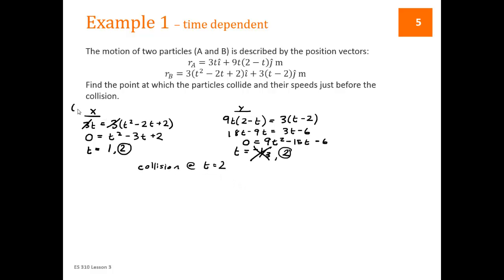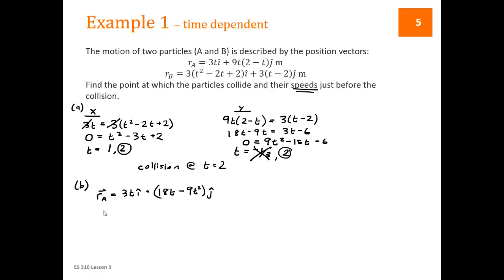So that's part A. Part B asks us for information about the velocities, or not the velocities, the speeds of each of these particles right before they collide, so at t equal to 2. So we're given position, we need to find velocity, and from velocity, the magnitude of velocity is going to be speed. So we start with r_A, which is equal to 3t i hat plus 9t. Let me actually multiply this out so the derivative is easier. 18t minus 9t squared j hat.